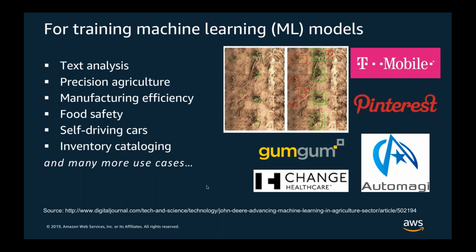Another use case is precision agriculture. In this use case, you want to train a model to understand crops and weeds in a given image. Red boxes identify the weeds and the green boxes identify the crops. Yet another use case we see is in food safety, where you want to identify objects in a kitchen environment.